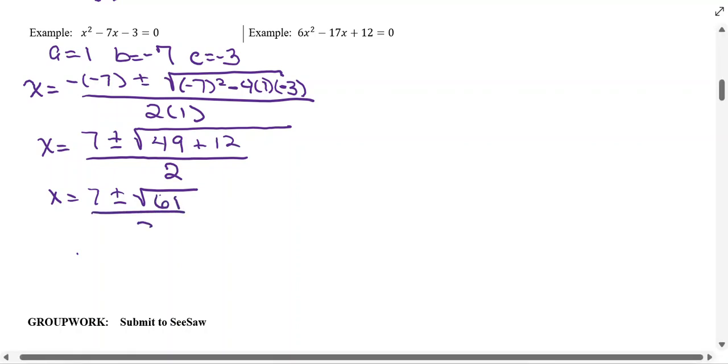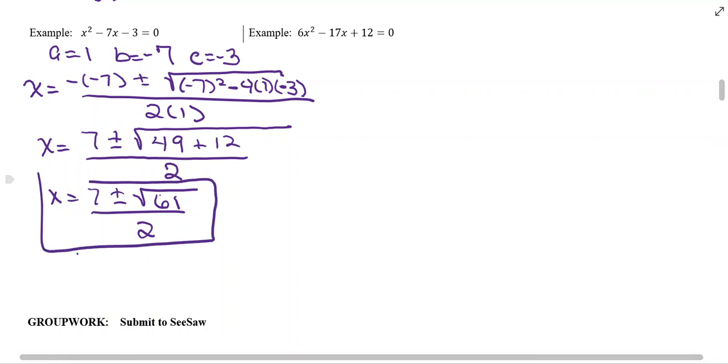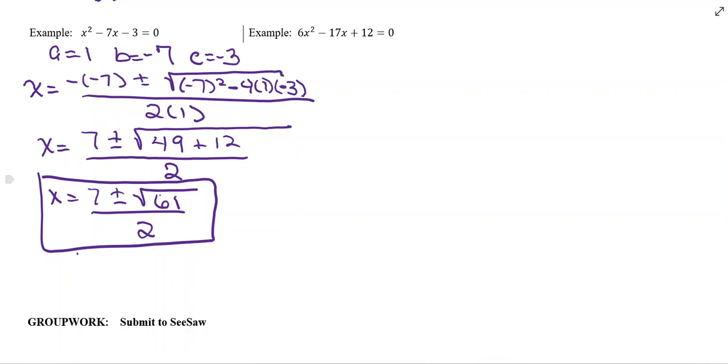all over 2. So this is my final answer. Again, I have two solutions, 7 plus rad 61 all over 2 and 7 minus rad 61 all over 2. 61 is not a perfect square, so I can leave it underneath of the radical sign. If it was a perfect square, you need to solve it further.